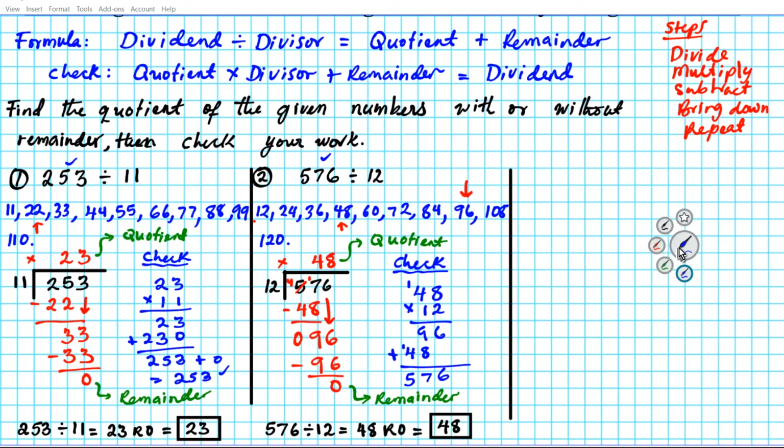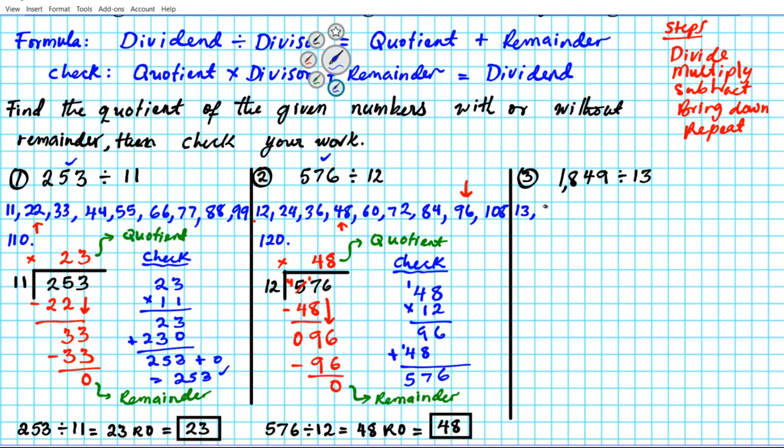Alrighty, we have one more example problem to go over before we give you some practice problems to try out. Okay. For number 3, what is 1,849 divided by 13? Let's go ahead and write down our multiples of 13. Okay, our 13 times table, just the first 10.